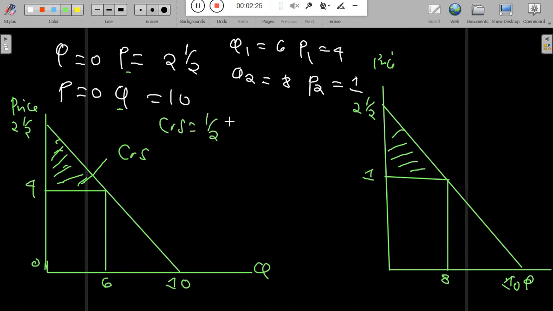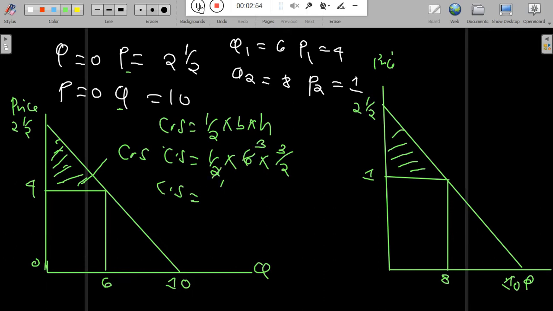So consumer surplus is equal to half times base times height. Our base is 0 and 6, so we take 6 minus 0, which is equal to 6. Then we take the height, which is the larger number, so it will be equal to 4 minus 2 1/2. We obtain the value for the height. So when we cancel out, we obtain a consumer surplus equal to 9/2.